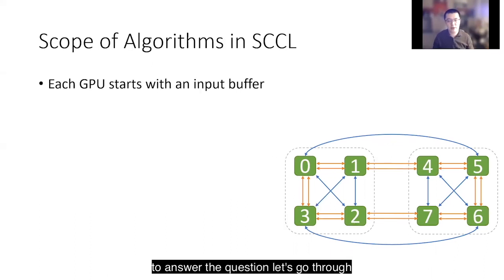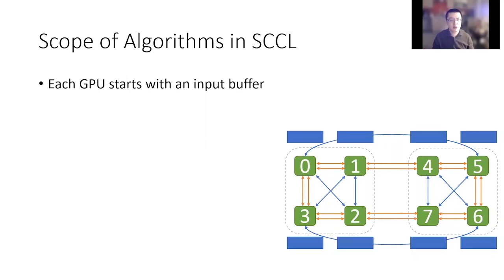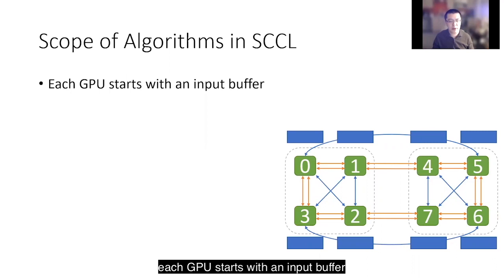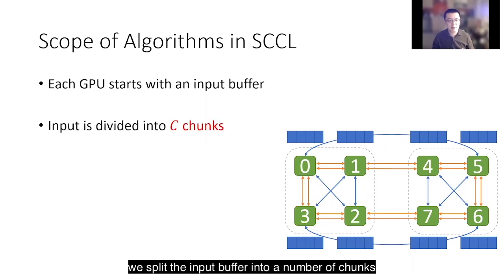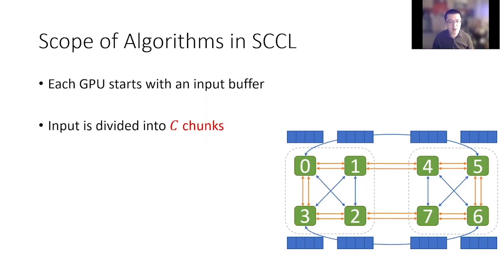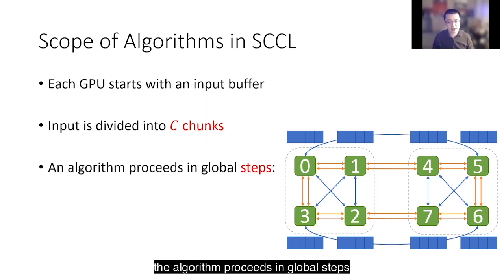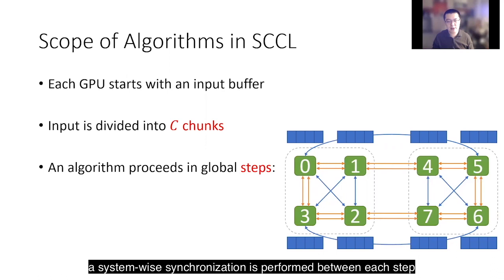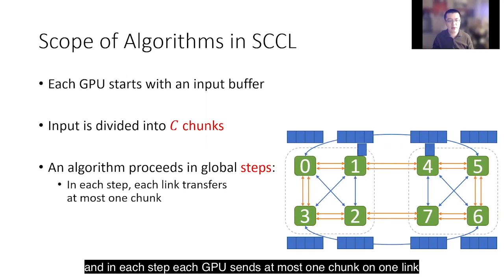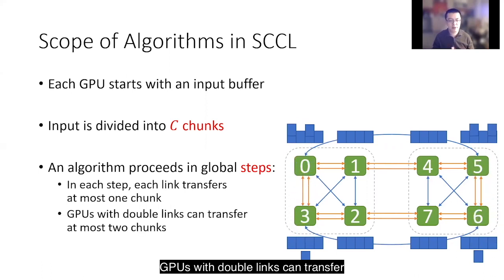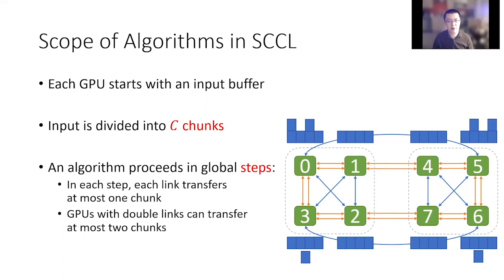To answer the question, let's go through some of the basic setups for the algorithms. Each GPU starts with an input buffer. We split the input buffer into a number of chunks. The algorithm proceeds in global steps. A system-wide synchronization is performed between each step. And in each step, each GPU sends at most one chunk on one link. GPUs with double links can transfer at most two chunks in one step.